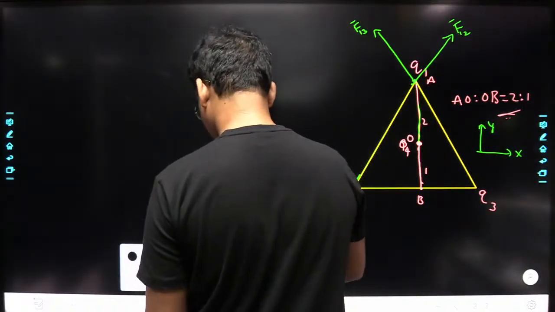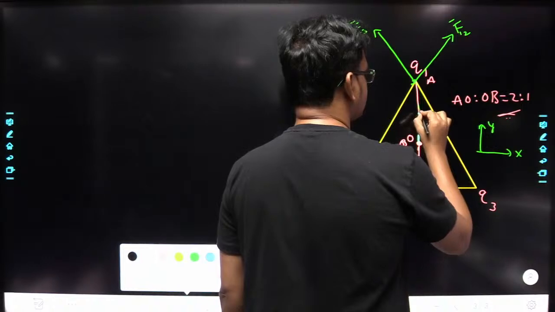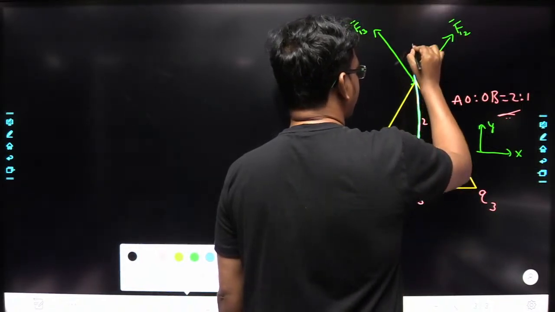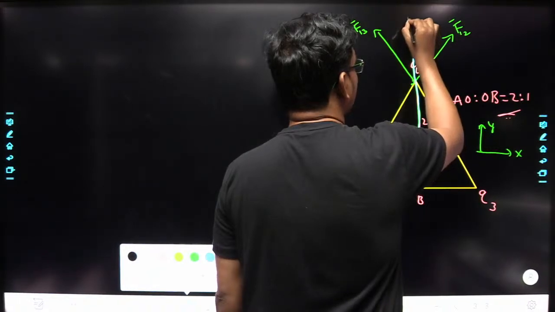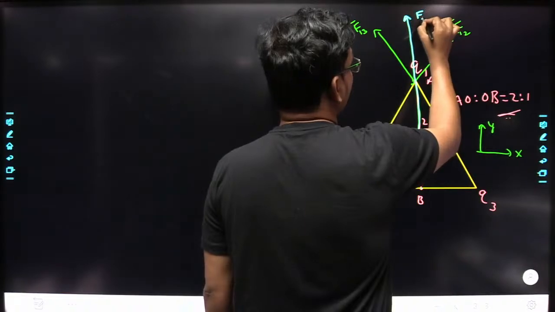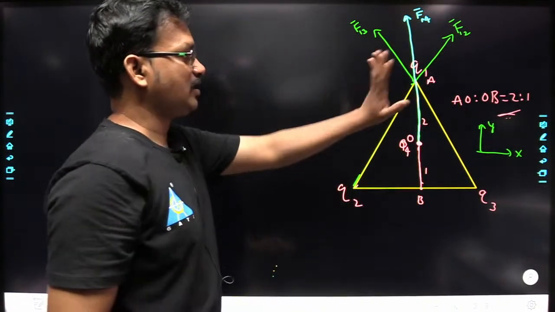Next, due to Q4, it is going to experience the force. Always the force must be what? Along the line joining the 2 charges. Yes or no? So let us say this is force on 1 due to what? Due to 4. So these are the forces that are acting on Q1.